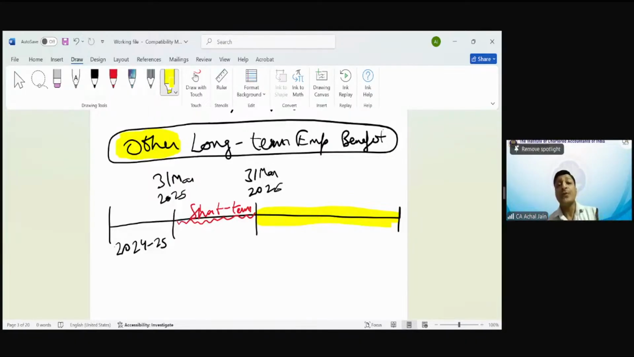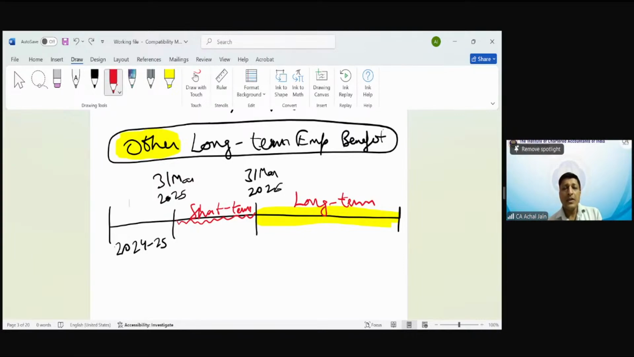After 12 months from the balance sheet date, that will become your long-term employee benefit. Now, please remember, this long-term employee benefit should be the one excluding post-employment. So you should not mix up post-employment here.